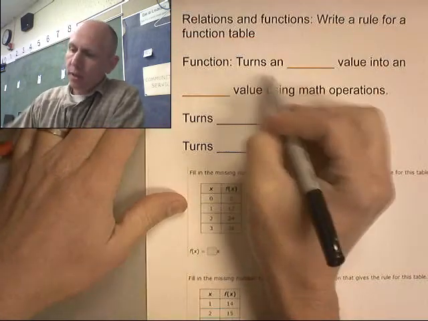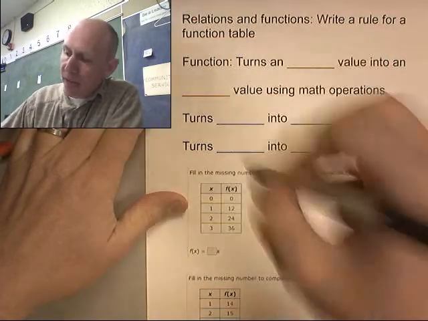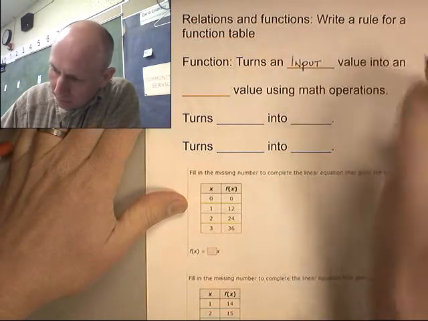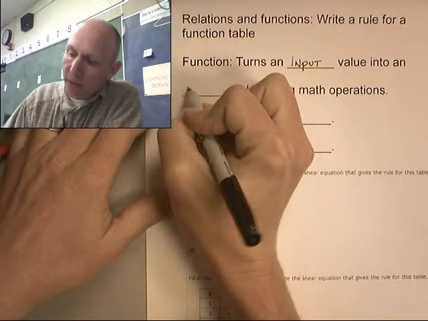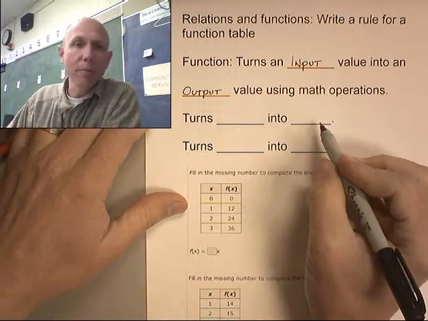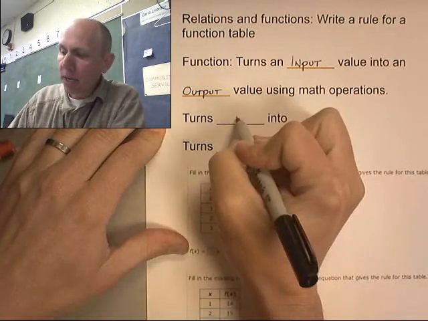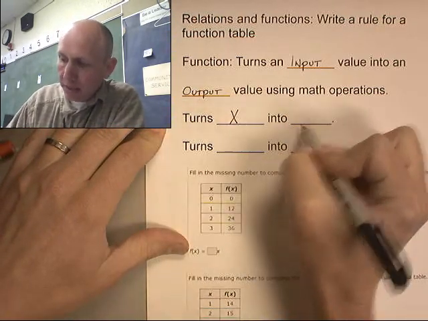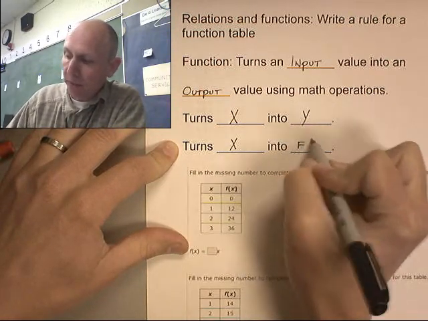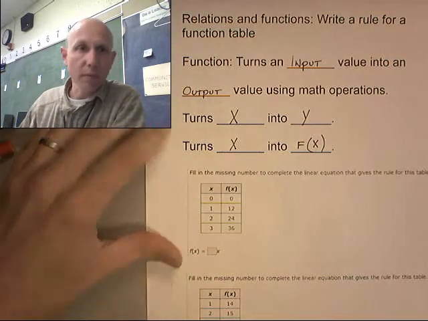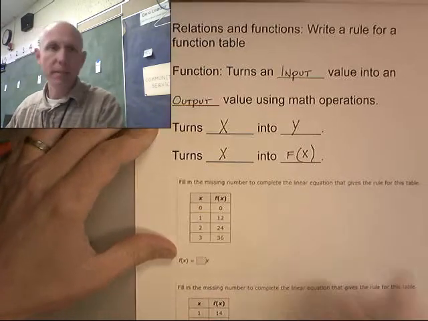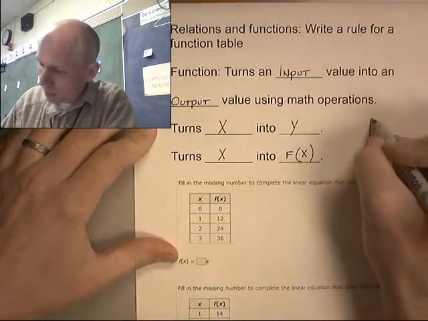A function turns an input value, something going into it, into an output value using math operations. So it might turn an x into a y, or an x into an f of x. So we put something in, we get something out. And we've seen that in class. I did some ideas with these boxes, these number machines.